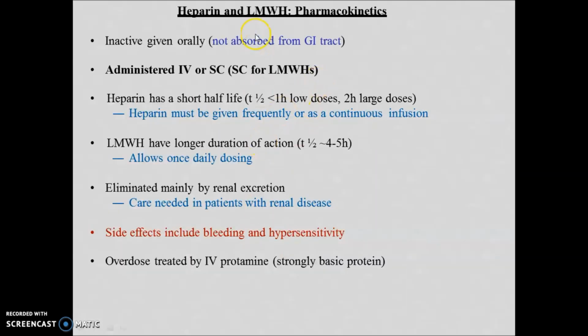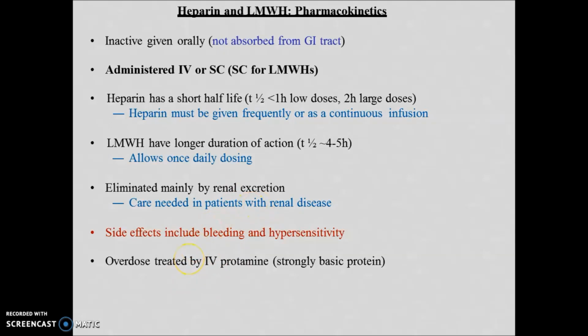Fine. So as I told, heparin cannot be given orally because it is not absorbed from the GI tract. It can be given IV or subcutaneously. Your low molecular weight heparin is given subcutaneously only. Half-life is very simple to remember, 1 to 2 hours. It is given as continuous infusion and maximum once in a day you can give to your patient. Remember, it is excreted by a renal mechanism. So whenever you are giving it to a patient having a renal disorder, you have to take care.